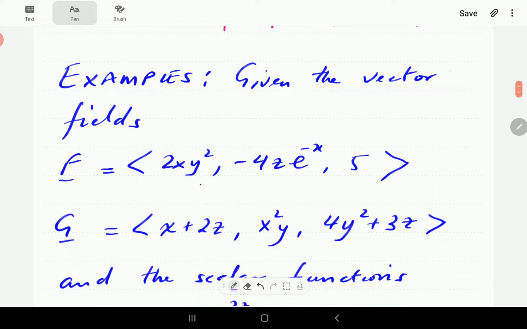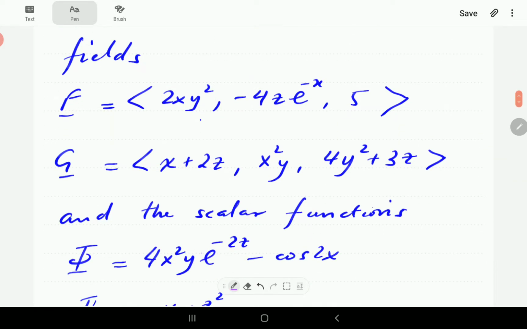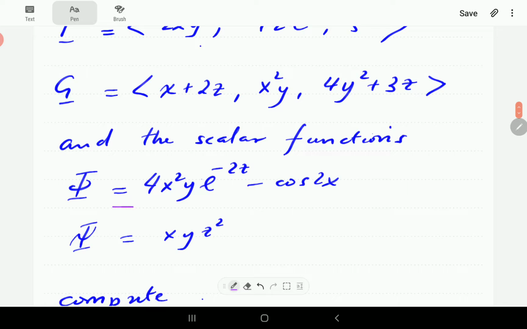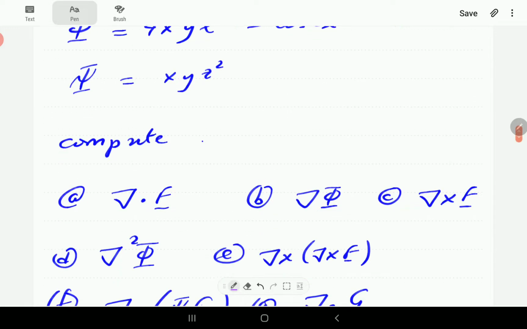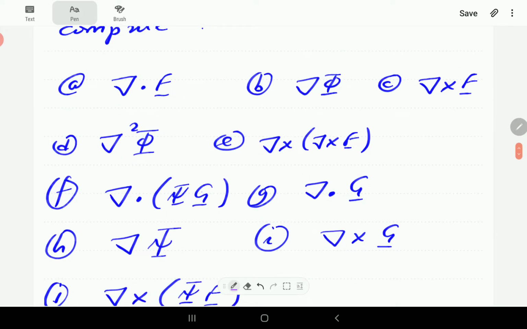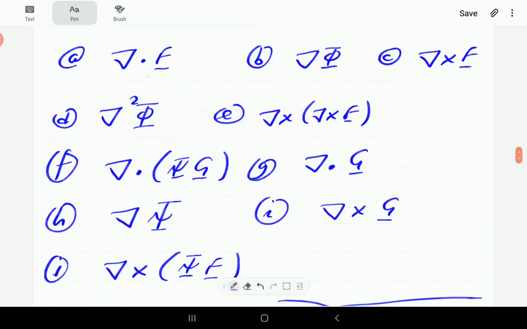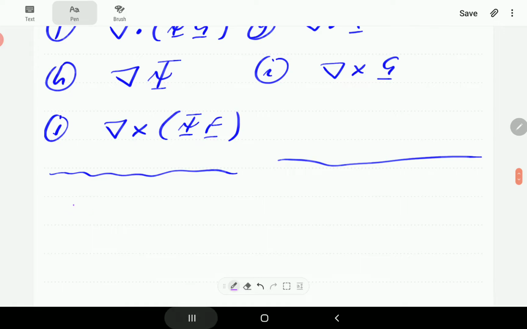So here are our examples. This is our vector field f, and this is our vector field g. And then we've got two scalar fields, phi and psi. So these are the quantities we are going to work out. So the first one, we're going to work out the divergence of f.